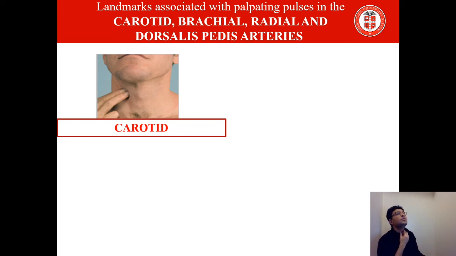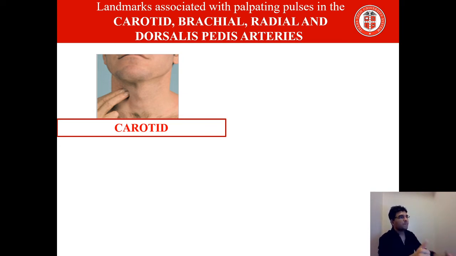This part is known as the larynx or the Adam's apple, and this prominent muscle in your neck, this one, is the sternocleidomastoid. So these two form the anterior triangle of the neck, and you can use two fingers to insinuate beneath this sternocleidomastoid to find the carotid pulse.